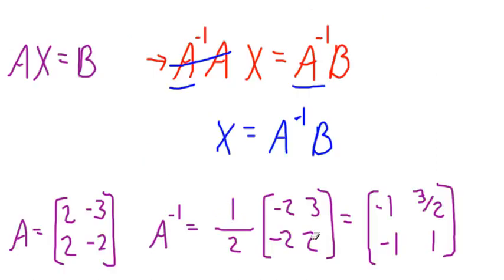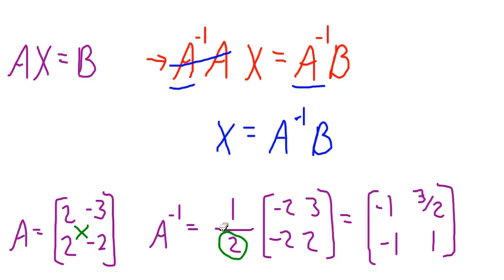Next, we need to find the inverse for matrix A. So in order to find the inverse of matrix A, as long as it exists, we take 1 divided by the determinant. To find the determinant, we need to multiply 2 times negative 2, which gives us negative 4, and then we have to subtract negative 3 times 2, which is negative 6. So we have negative 4 minus a negative 6, negative 4 plus 6, our determinant is a positive 2, that's where that value comes from.